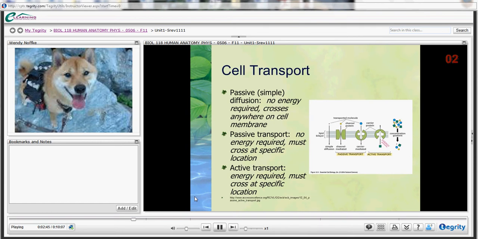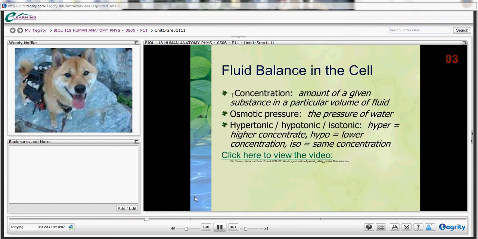To give the cell a little bit more control, it can also use passive transport. Here, no energy is required either, but the substance must cross at a specific location. Often these locations are carrier proteins that are going to cross the cell membranes. This can be compared to using a bridge to get on and off of an island.